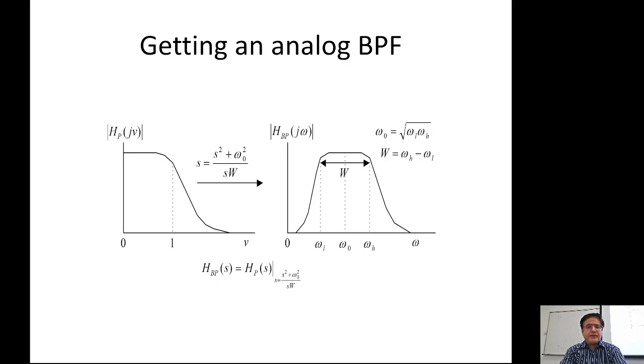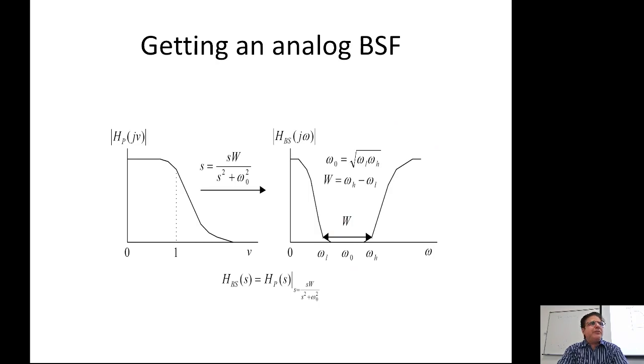Same idea. You can just replace s with s squared plus omega naught squared over sW to convert it into a band pass filter. What is this omega naught? This omega naught is essentially the geometric mean of the lower and higher cutoff frequencies, in radians per second. And this W is essentially the bandwidth of the filter. So it's a band pass filter. It lets certain frequencies pass through and tries to get rid of the other frequencies. Clear? Okay.